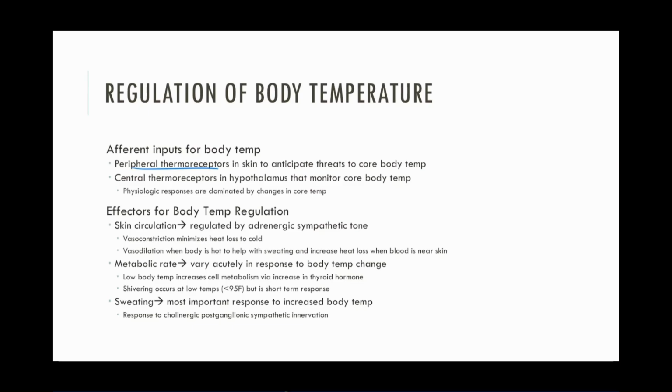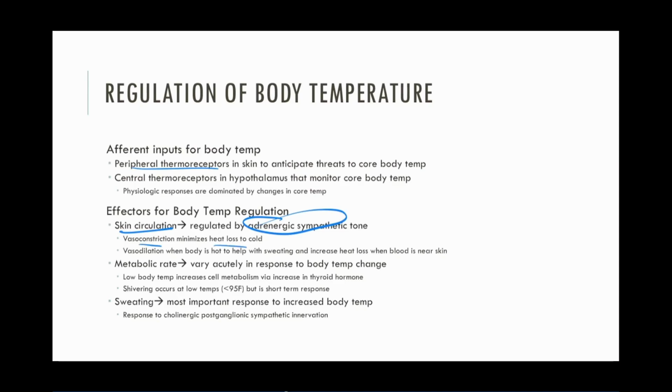So effectors for body temp regulation: we have our skin circulation, regulated by adrenergic sympathetic tone. So our sympathetic system is the one that controls sweating. It makes sense. We have a sweat gland. That is a sympathetic system.